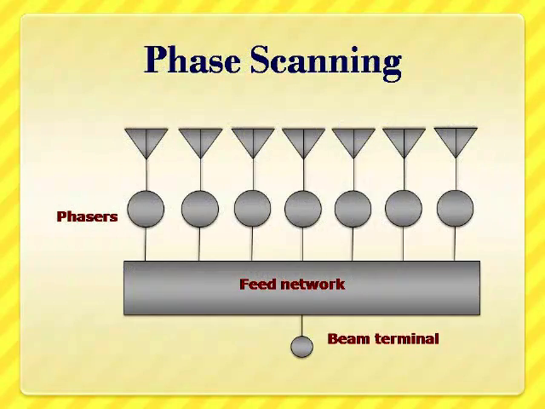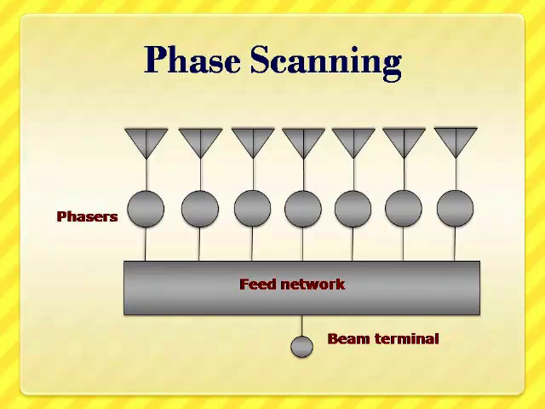Let us see the third method. Here we are going for phase scanning. The input from the feeding network is passed through a phase shifter before it is applied to the radiating element.